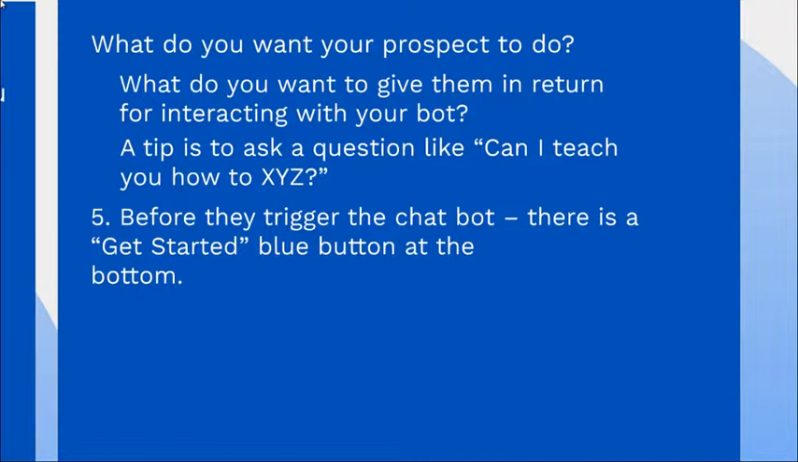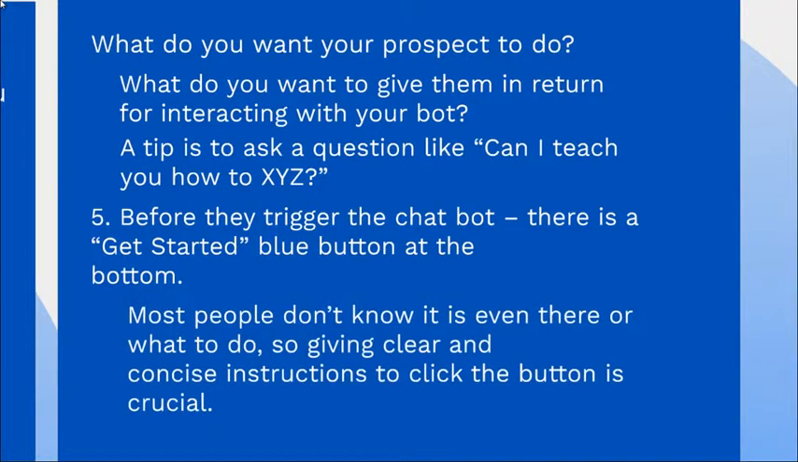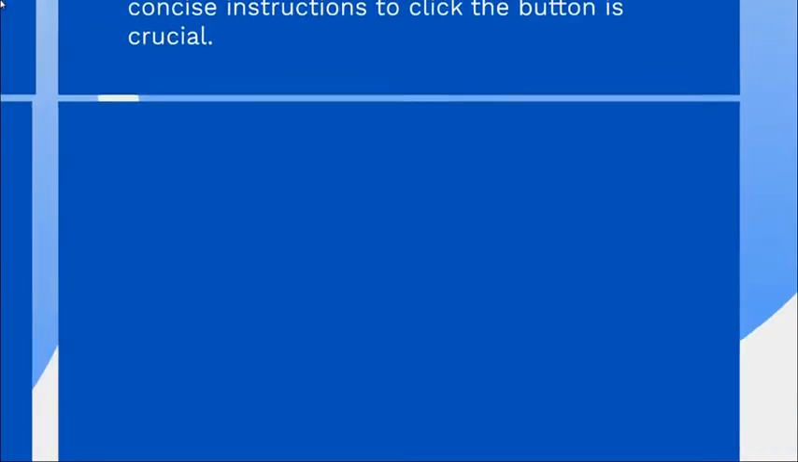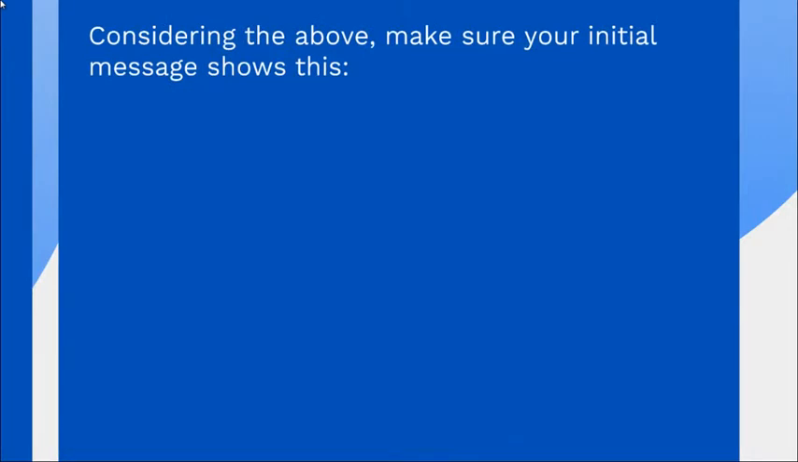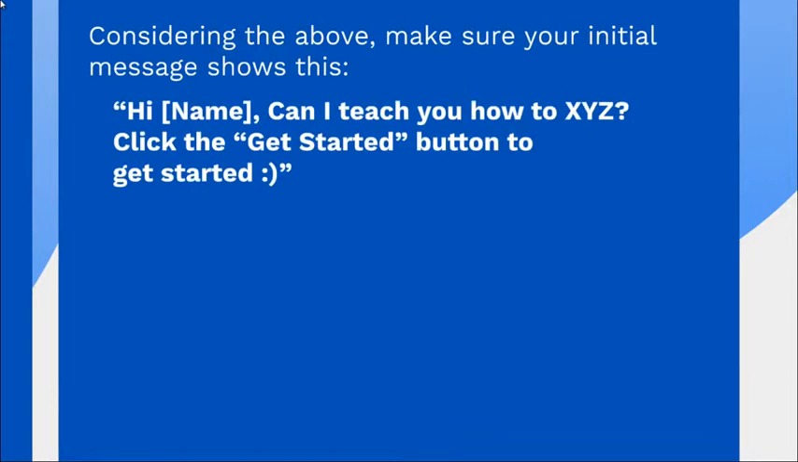Now, adding on top of that moves on to number 5. So before they trigger the chat bot or press that Get Started blue button at the very bottom, most people don't know that it's even there. So like I said earlier, you need to be concise. You need to give clear instructions on what to do. So here's what you do. So considering the above, make sure that your initial message shows this. Hi, name. Can I teach you how to XYZ? Click the Get Started button to get started.